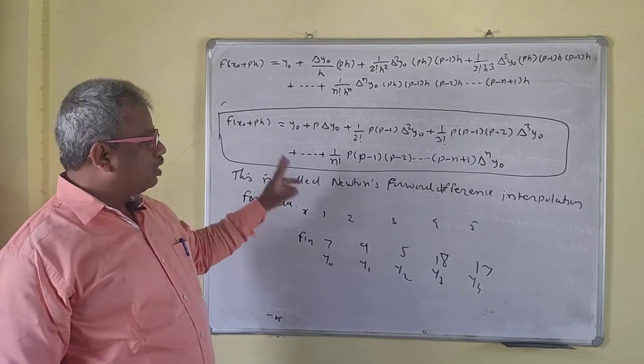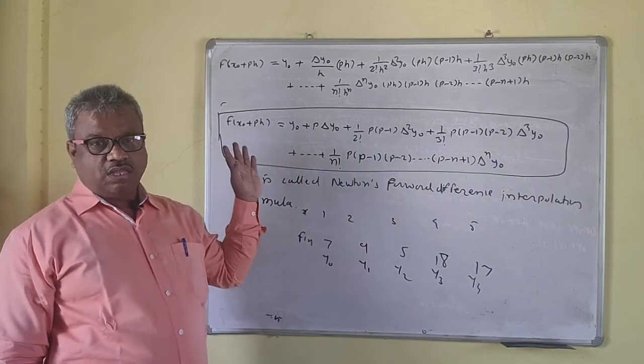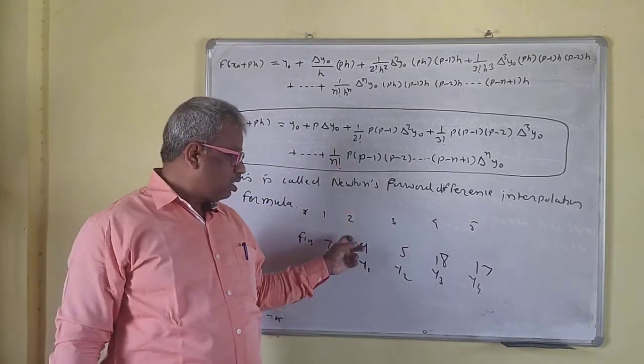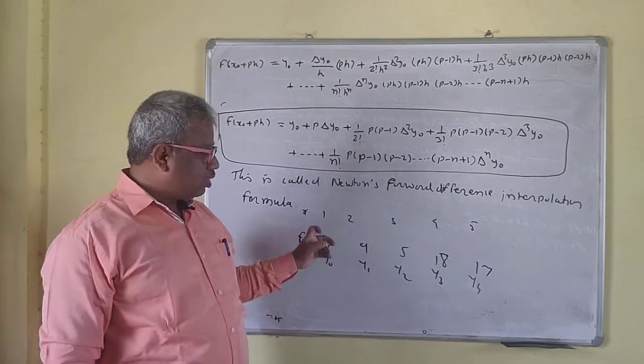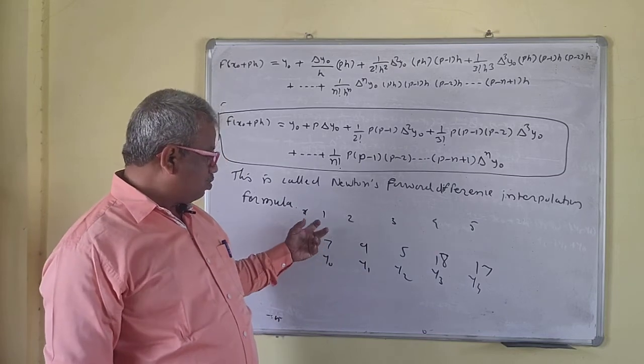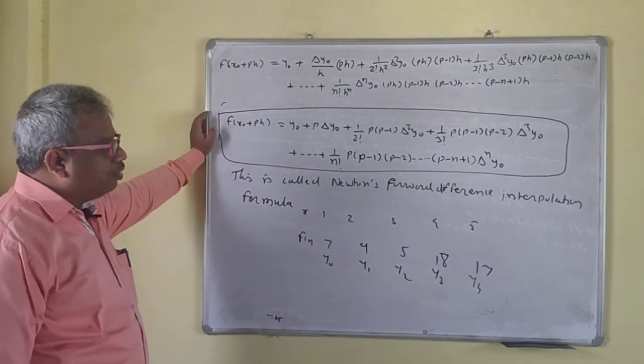So this is the general formula, right? But in problems you have to write the formula depending on the data, up to del to the power 5 or 6 or whatever. Okay. So here del to the power 5 is 0, since we have 1, 2, 3, 4, 5 values. So you have to write this formula up to del to the power 4 only.